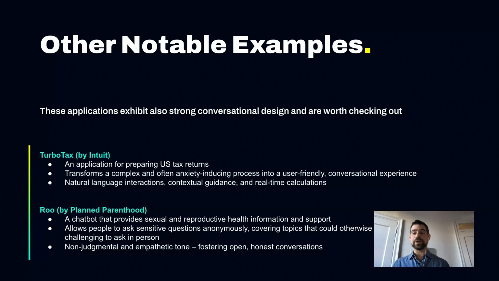Similarly, a favorite of mine is Rue by Planned Parenthood, which is a chatbot that provides sexual and reproductive health information, particularly aimed at teenagers who might not have different access to this kind of information, but it's also just generally very useful for anyone in the public. And it's just really well designed. It allows people to feel comfortable asking questions in a sensitive and anonymous way. And a lot of subject matter where people might even feel uncomfortable speaking with a human about this. So it's just a great example of where injecting automation or technology, especially in a conversational way, can really create a positive impact.